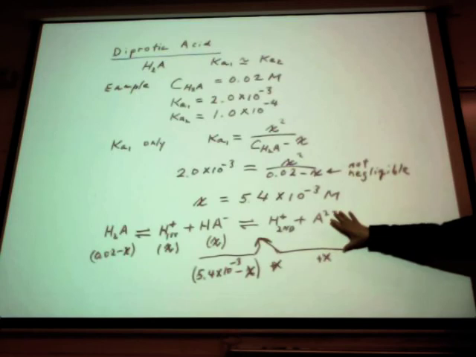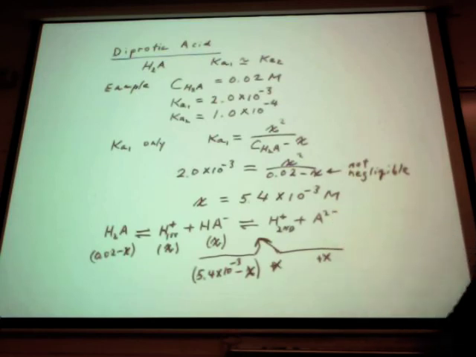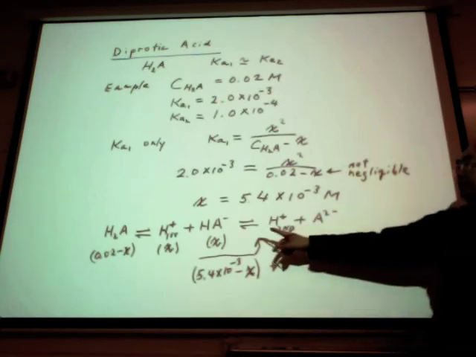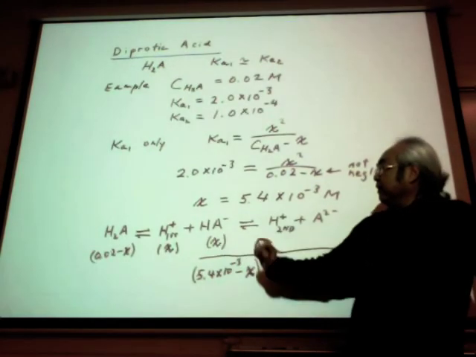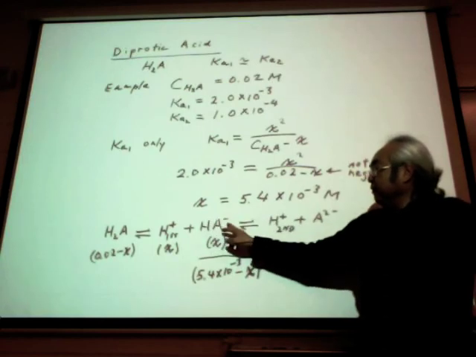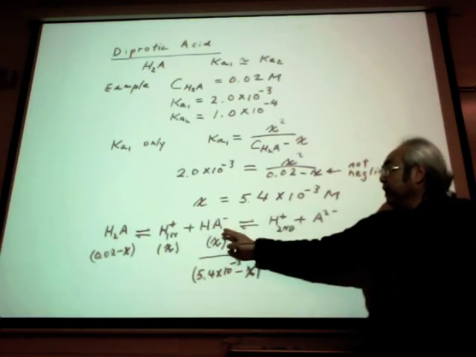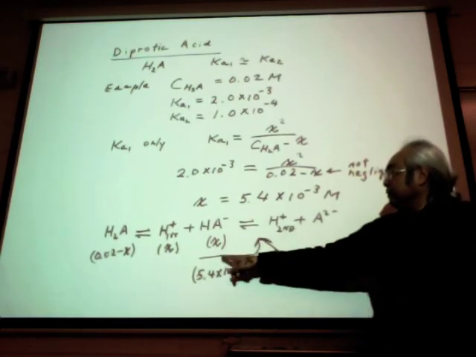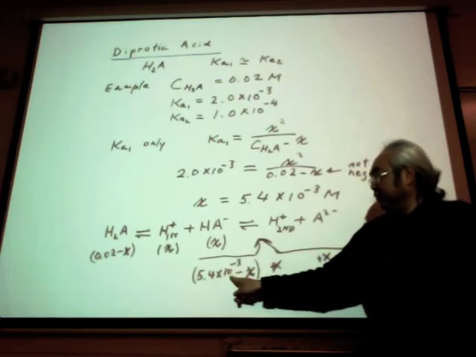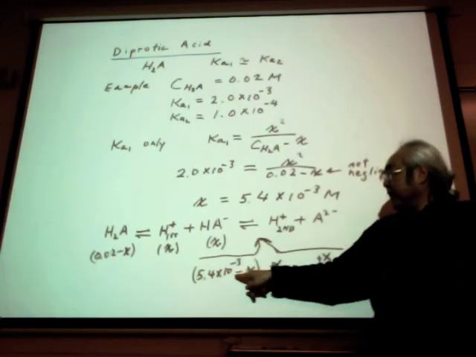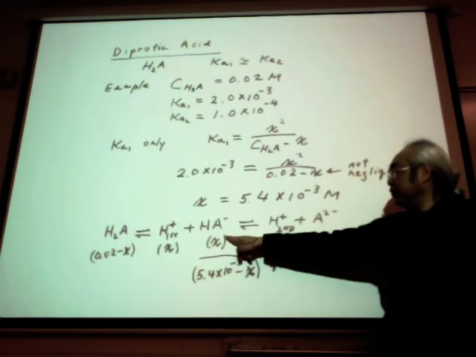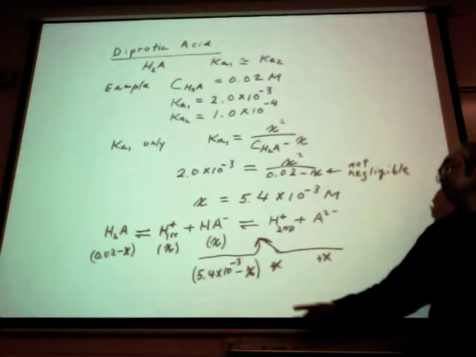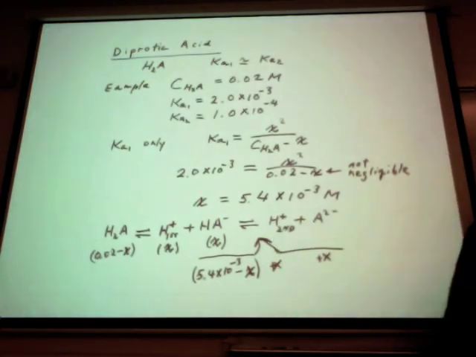Any question with this picture? Yes? So the x from the first part becomes the HA concentration for the second, is that right? This x now refers to HA, and HA minus this x is calculated to be this magnitude. But of this total amount, a portion of it is going to ionize into that. So this picture continues.